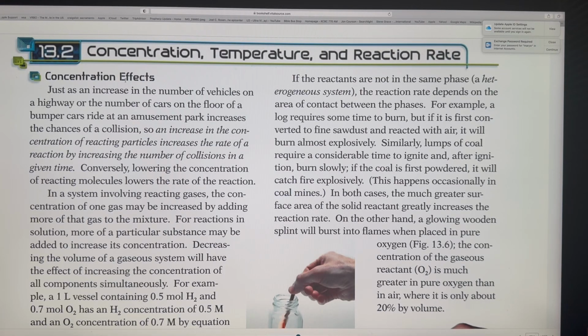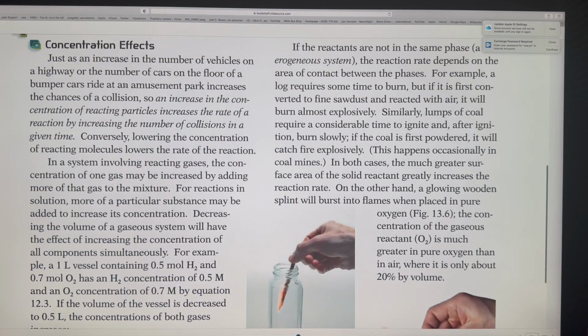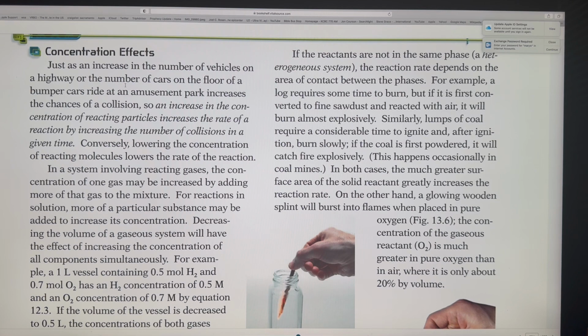So we're on chapter 13, section 2 of your chemistry book, and we're going to be talking about concentration, temperature, and reaction rate, and how concentration and temperature first of all affect the reaction rate. So it starts off with, if you have an increased number of vehicles on the highway or number of cars in the bumper car amusement park, you have more chance of a collision. And that's the same thing with molecules. So an increase in the concentration of reacting particles increases the rate of reaction by increasing the number of collisions.